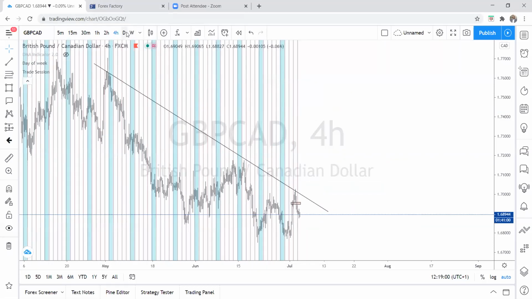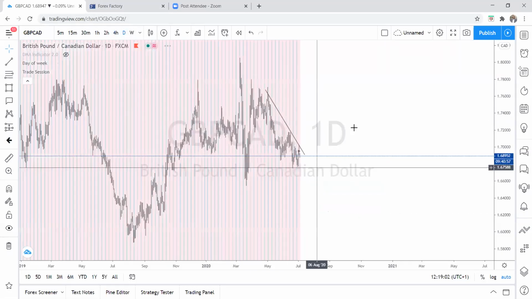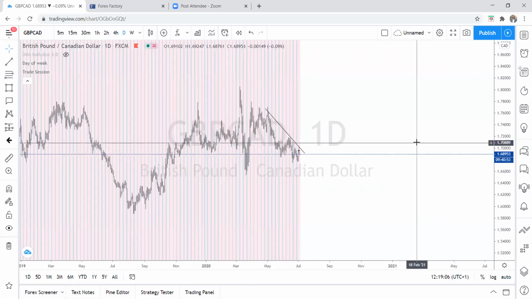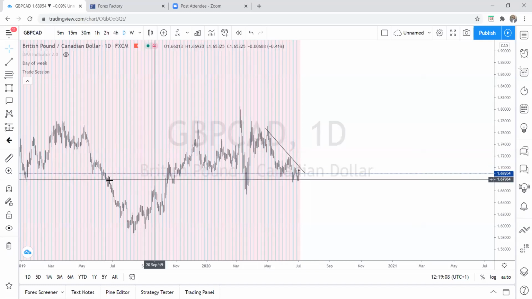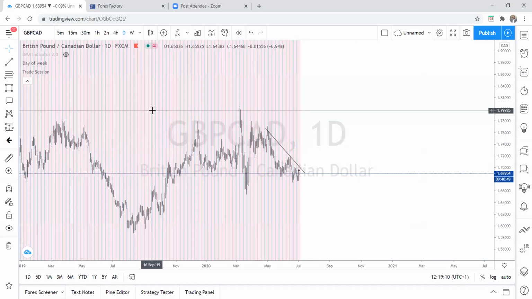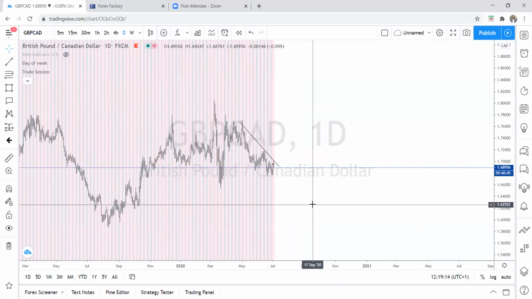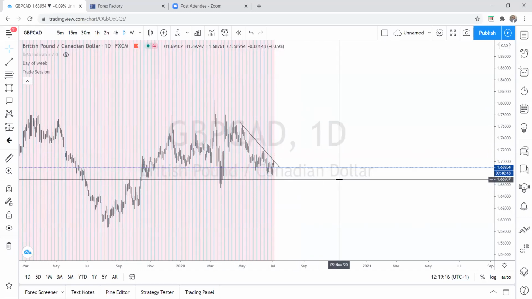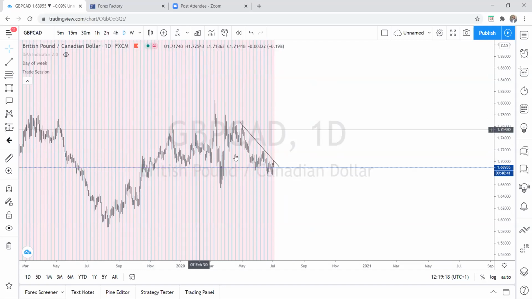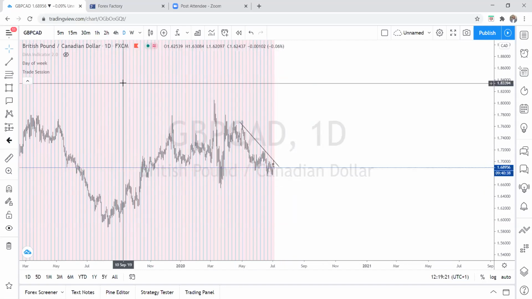So what do we do? Let's check daily. Okay, daily. All right, you can see that this market has been correcting all the while, but the momentum is down at the moment. The momentum is not up, so you can see clearly that it is down.